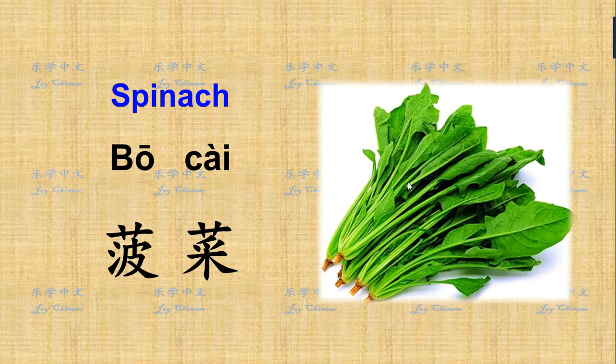Okay, first one, spinach. In Chinese, 菠菜. So most of the vegetable has leaves, has 菜 at the end. And when you see the character, you see there is a sign, actually it's grass. So you always see these. Okay, 菠菜.